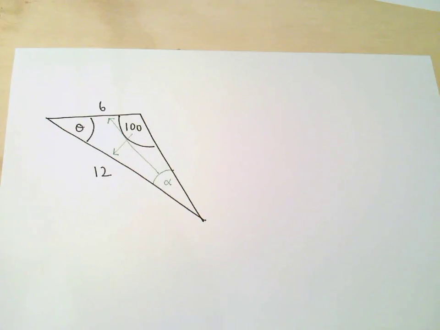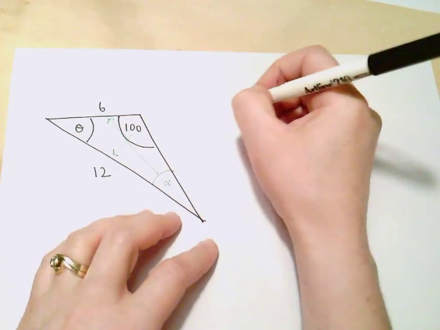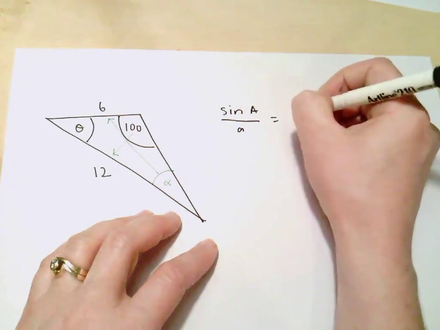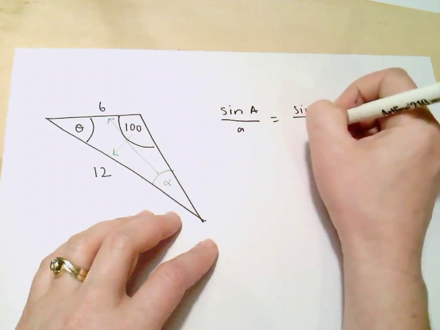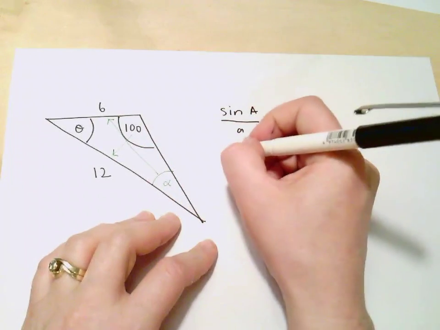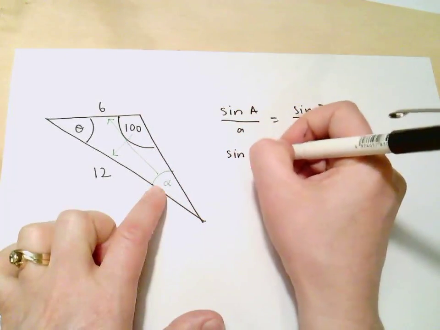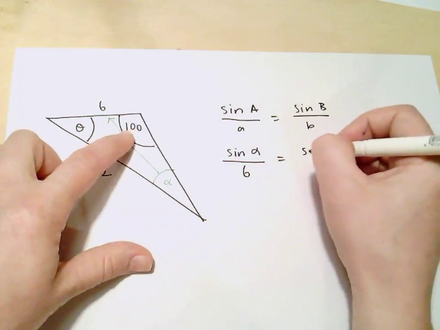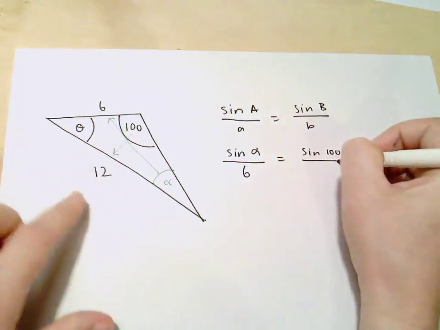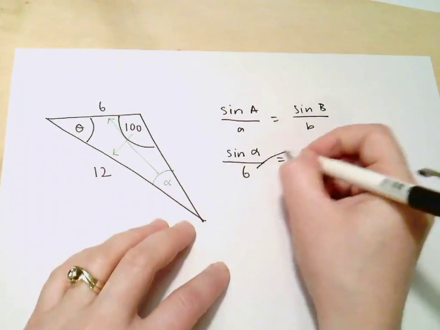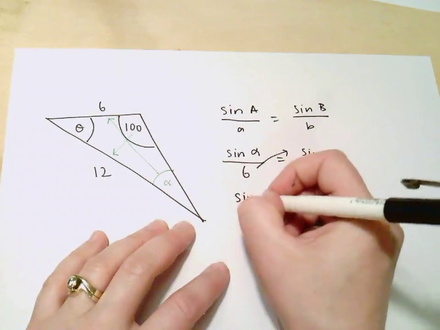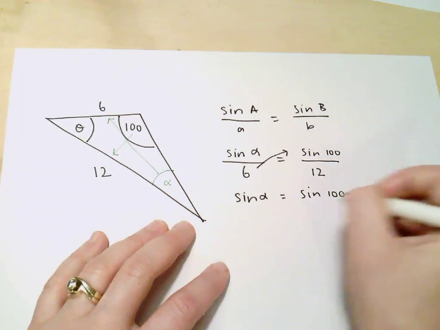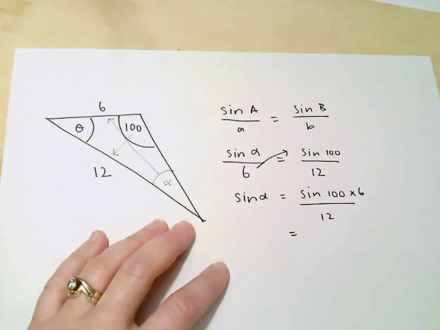So I'm trying to calculate an angle, so I'll be using sine A over A equals sine B over B. I'm going to substitute in what I know, or what I'm trying to work out. I'm trying to calculate this. It's over the side that's 6. I know that this is 100. So over the side that's 12. I move this up. Sine 100 times 6 divided by 12.